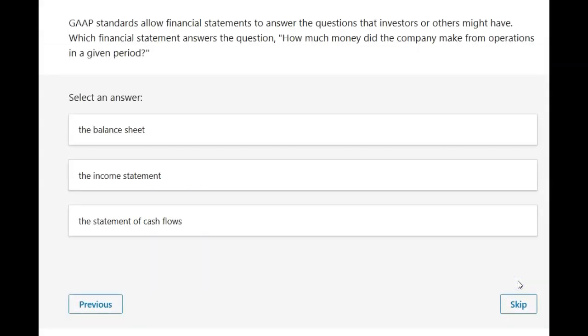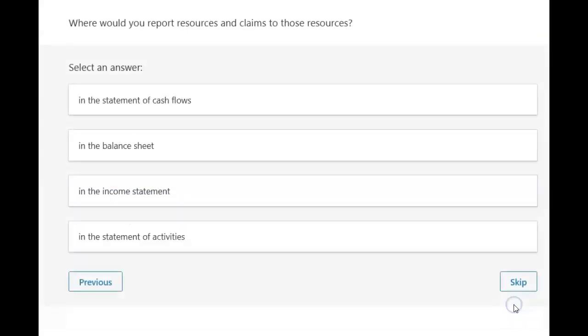GAAP standards allow financial statements to answer the questions that investors or others might have. Which financial statement answers the question, how much money did the company make from operations in a given period? Now, you have to ask yourself, when they say how much money, do they mean cash flow or do they mean profit? When I hear how much money did the company make, I think they're talking about profit or profits. And we calculate profits from the income statement. If instead they meant cash flow, then the answer would be the statement of cash flows. I'm going to go with income statement.